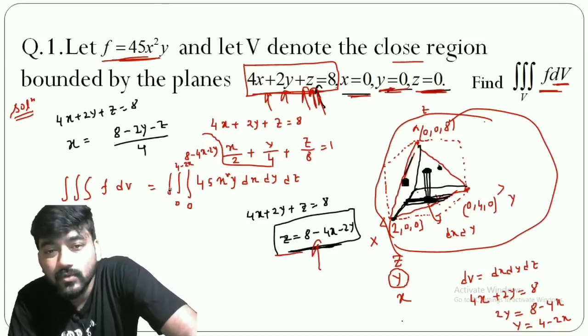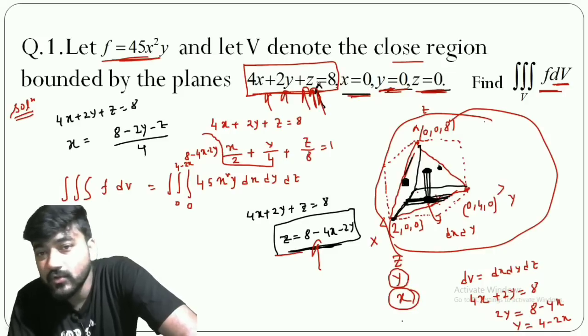Now you should put the limit of x. And how can you find the limit of x? You have to put y is equal to 0 and z is equal to 0.